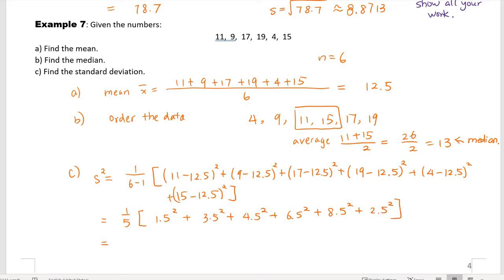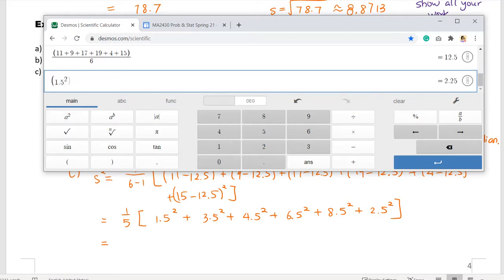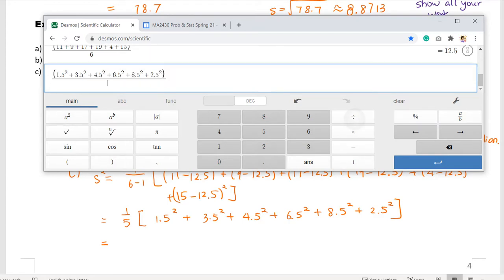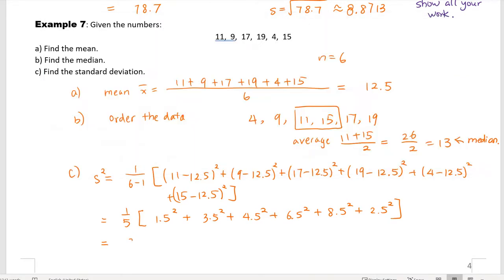Okay, now let's put this in our calculator. We have, let's see, 1.5 square plus 3.5 square plus 4.5 square plus 6.5 square plus 8.5 square plus 2.5 square. Okay? And then divided by 5. Do you get 31.1? Okay, so this is the variance.